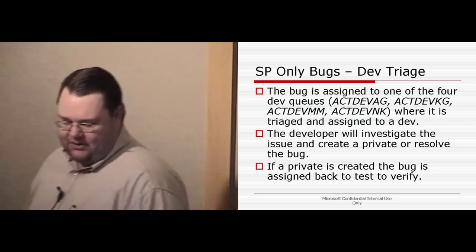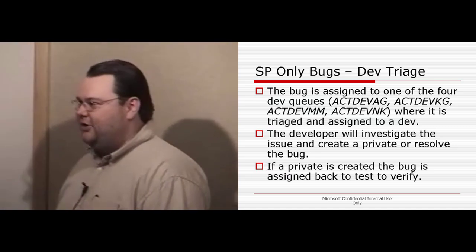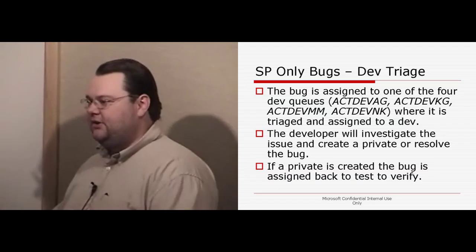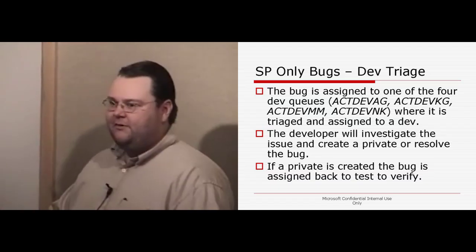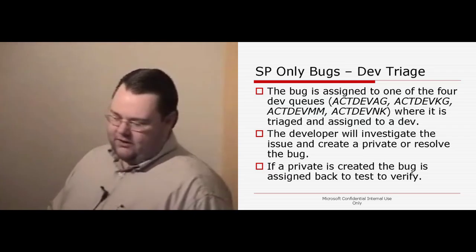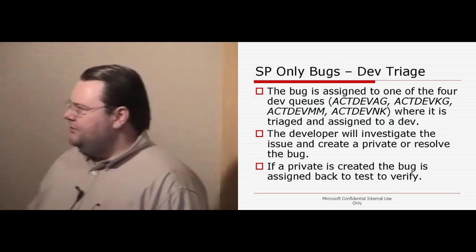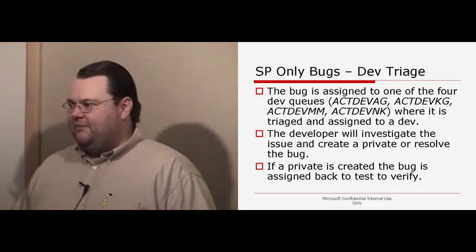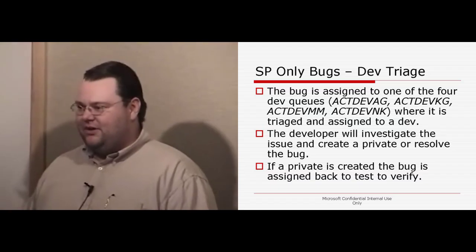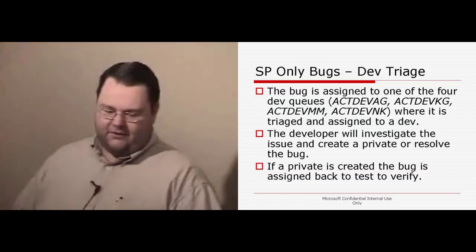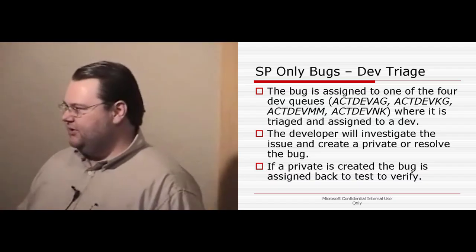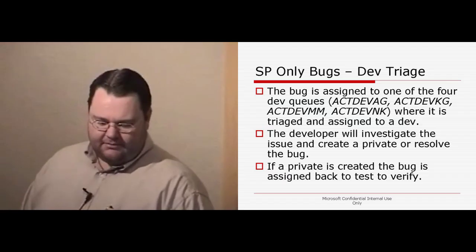But they're broken down by the test leads. So the first one, ActDev AG, that's Andrew Gross. He's the dev lead. He owns a certain set of components, so you'd assign it to him if it's in one of those components. So, for instance, in my area, AppCompat, if I found an AppCompat bug and I was ready to assign it to a developer, I'd assign it to that first one, ActDev AG, Andrew Gross. He's the developer that owns AppCompat.